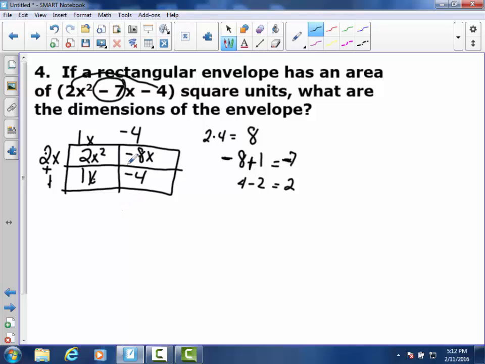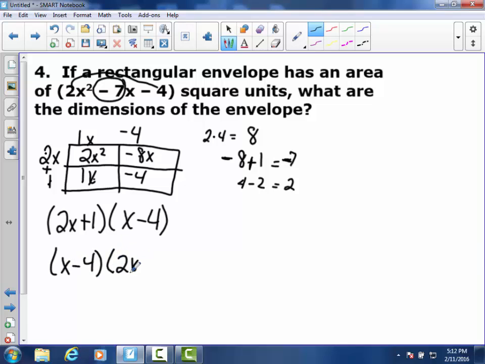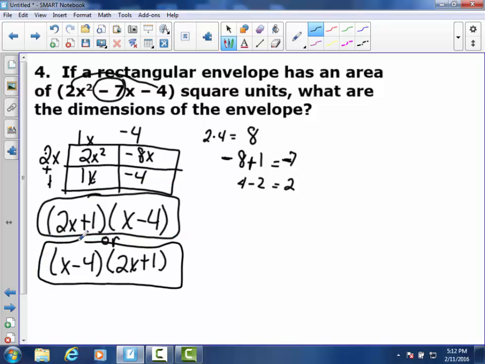So that works. Okay, so the dimensions of my box are 2x plus 1 by x minus 4. You could also write x minus 4 by 2x plus 1. That would work too. Okay, so now you're going to complete Factoring 2 worksheet.